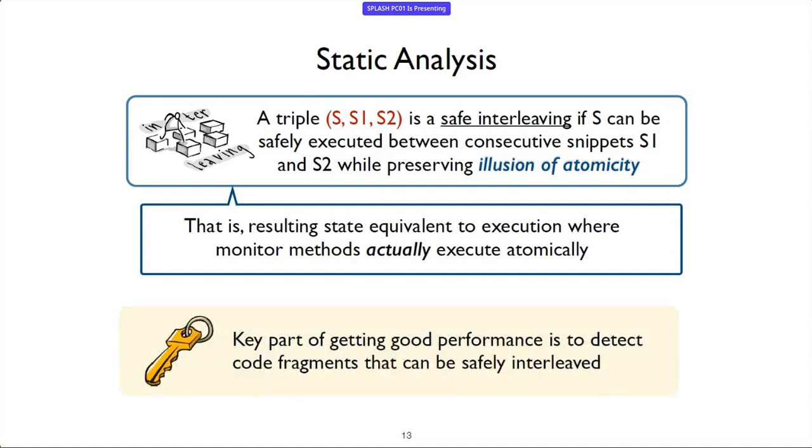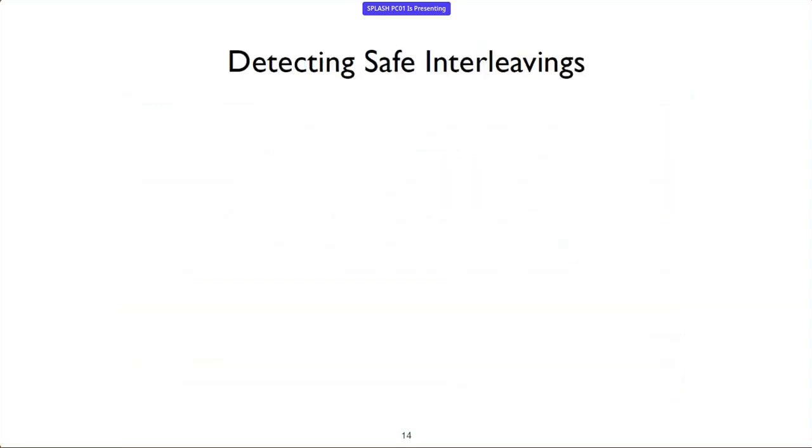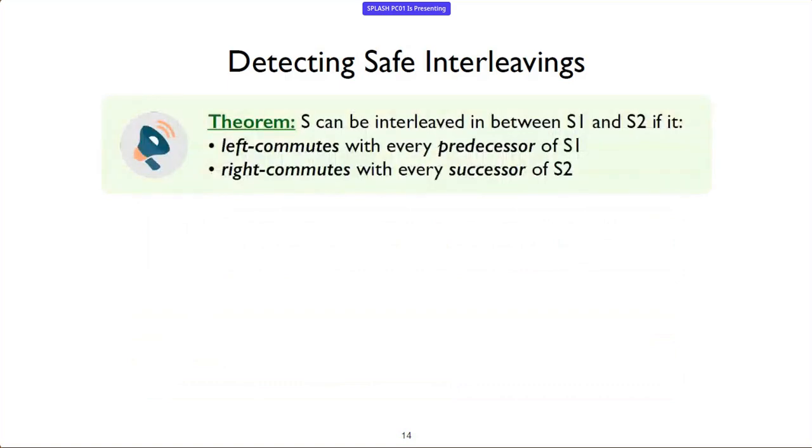And as it turns out, this is really the key piece of getting good performance, of being able to synthesize a good fine-grained locking protocol, as we illustrate in our experimental evaluation in the paper. So how do we detect these safe interleavings? So our method for detecting safe interleavings relies on the following theorem, which we prove in the paper.